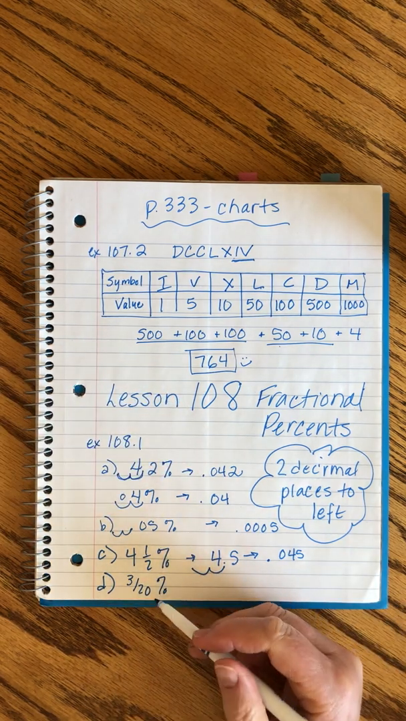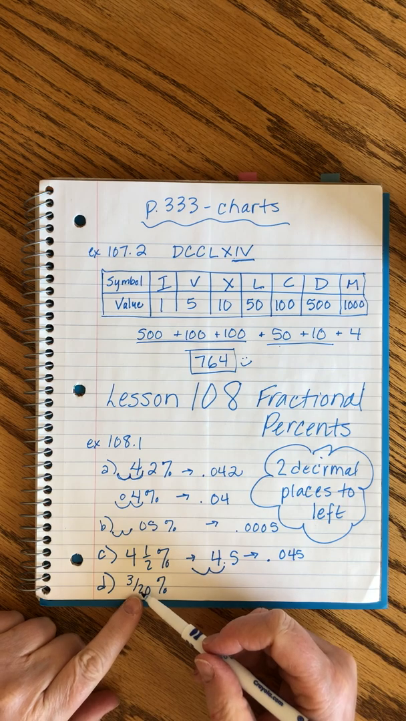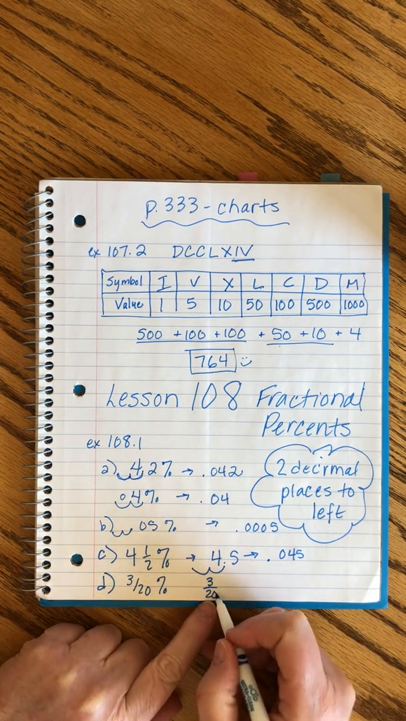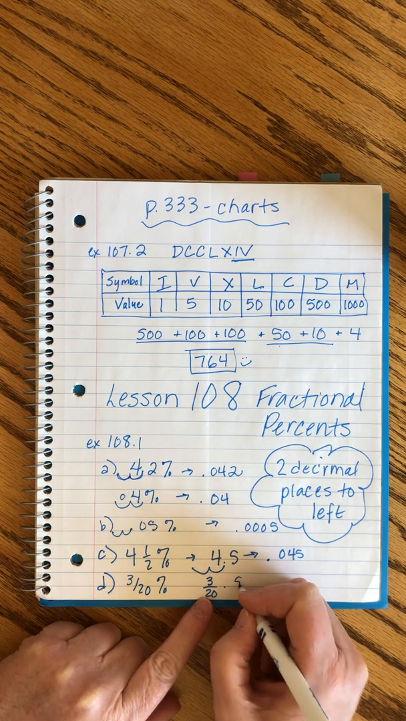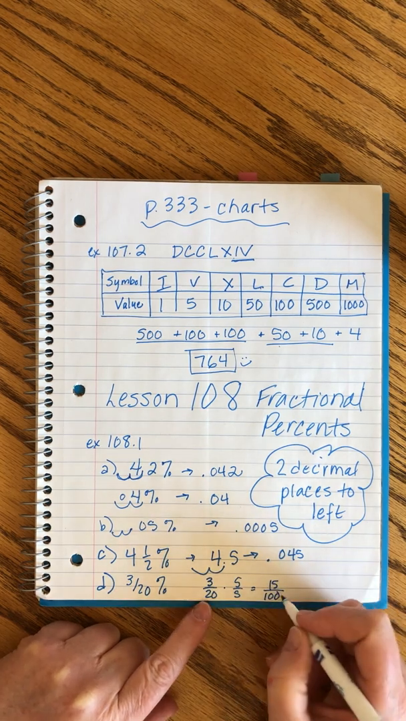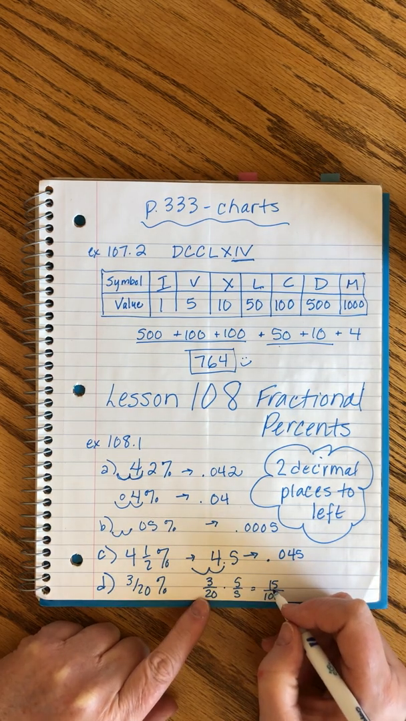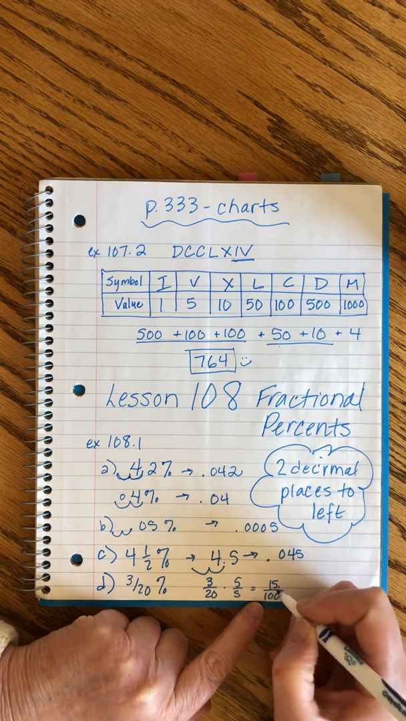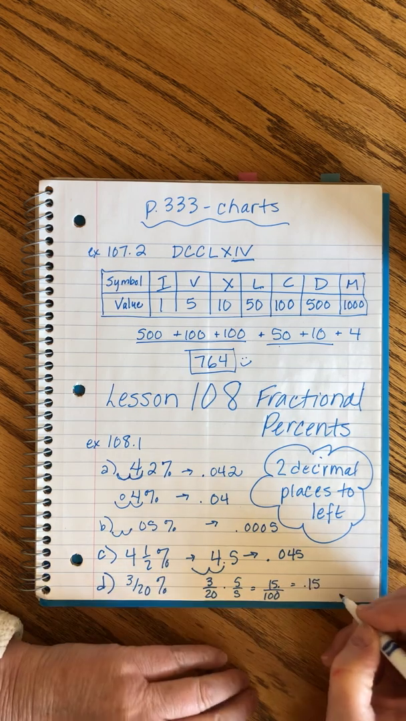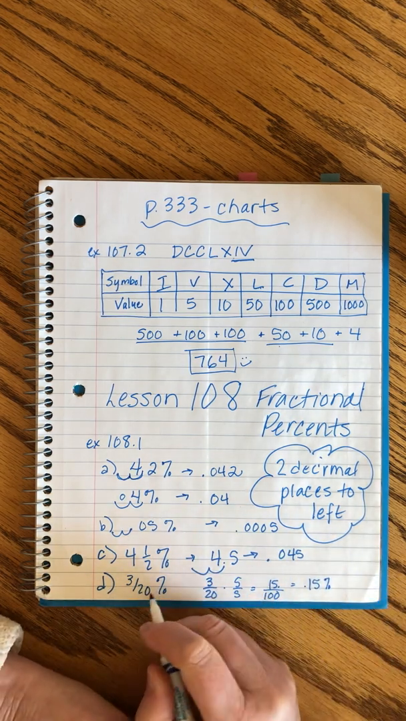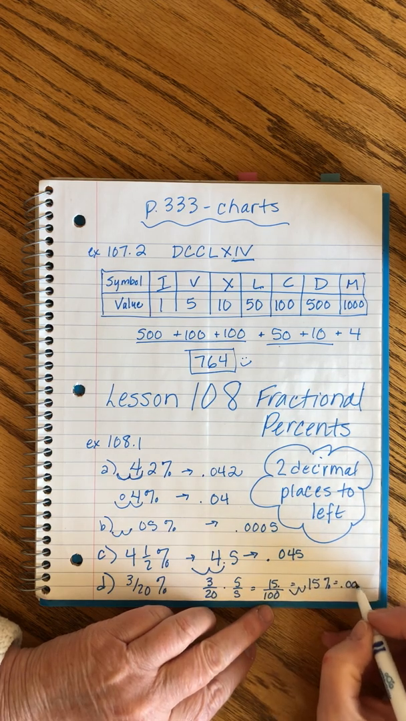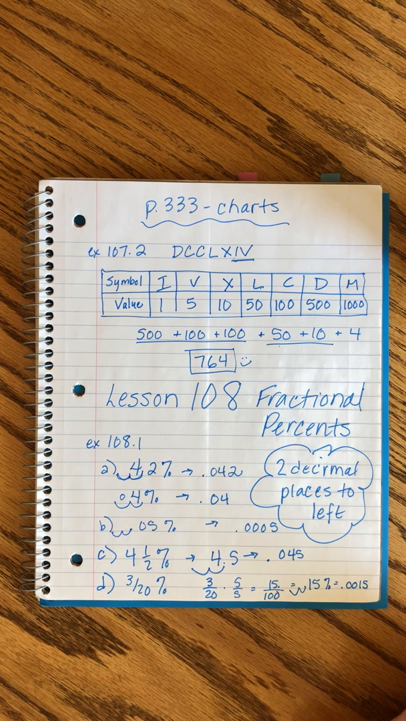In order to change this into a percent, we have to write this as a decimal. I can change this denominator by multiplying top and bottom by 5. I get 15/100. And then I can write this as 0.15%. We're still in percent mode, right? We haven't switched it out. And so then 2 more will be 0.0015. That's a little confusing, isn't it?